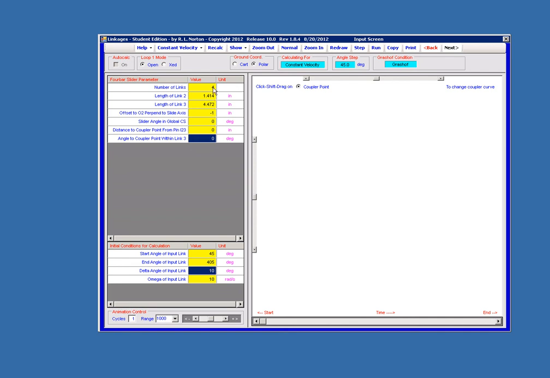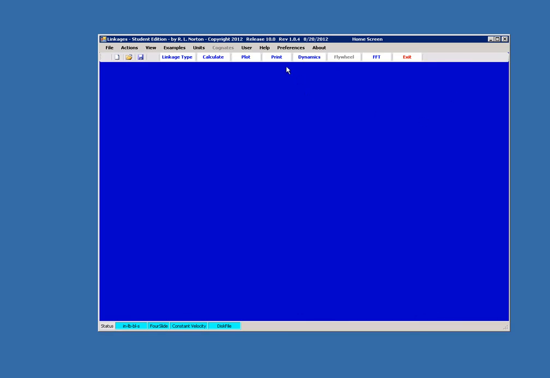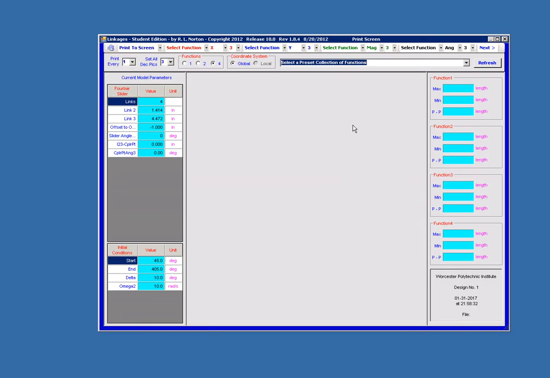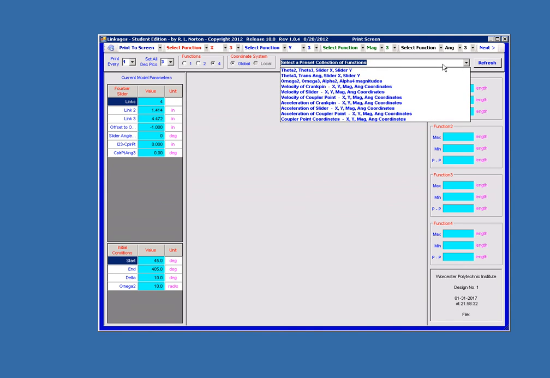So I have this set up. We put the same values in. The offset, of course, is -1 for this case. So here's the linkage. And then if we go ahead and look at the values here, and let's say we want to find velocity of the slider.